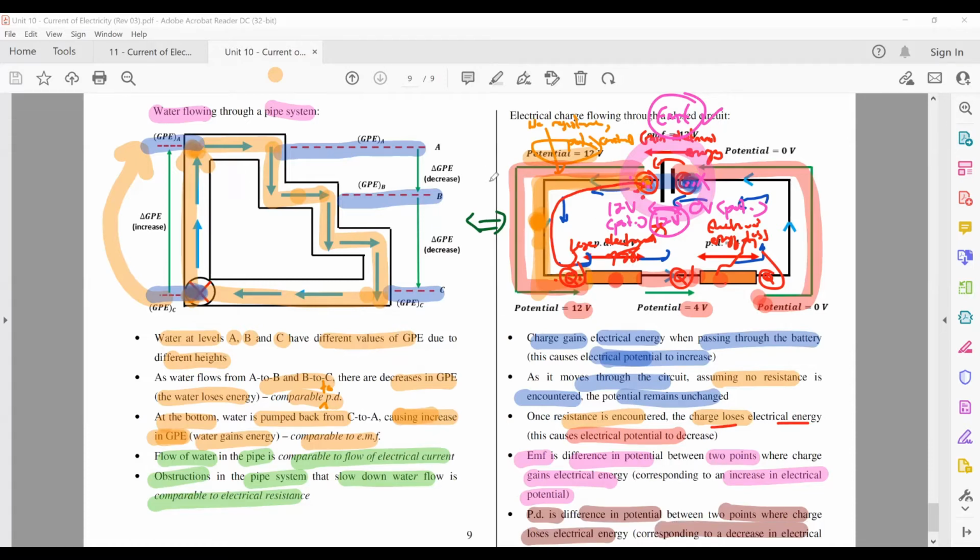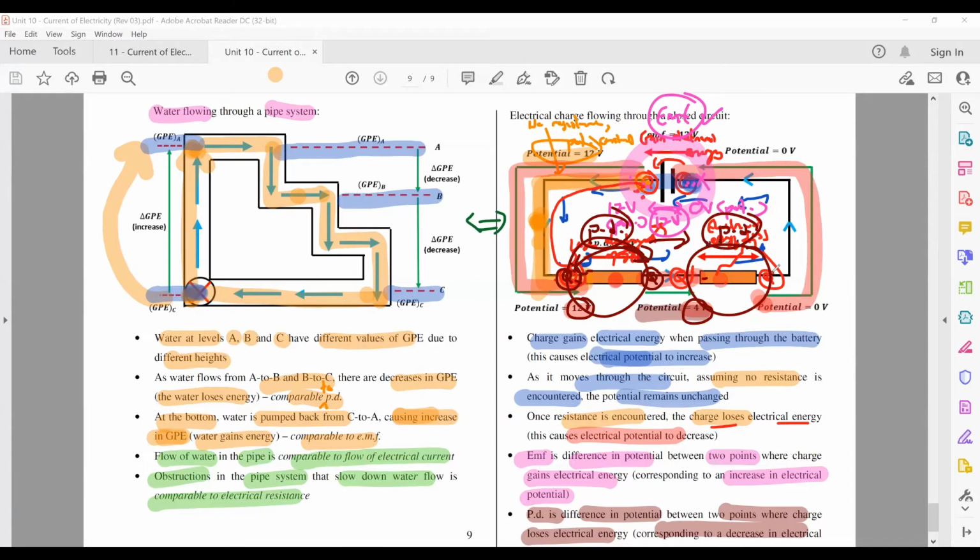So if you look at PD, that one will be these portions here. When the charge was here, it was at a potential of 12 volts. But once it passed through the resistor, it lost electrical energy. It was converted to heat energy or heat dissipation. So when the charge came out of the resistor, it already had decreased potential due to the fact that it lost some electrical energy. So the potential is now 4 volts. All right. So these two differences in potential are what you know as PD. Okay. The same could also be said for here. This one is also PD.